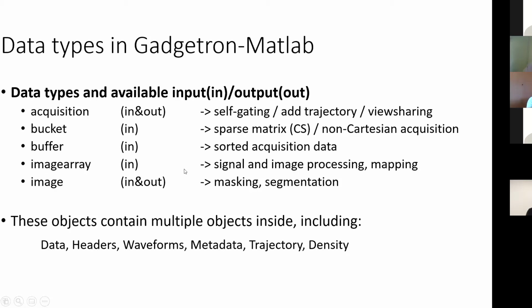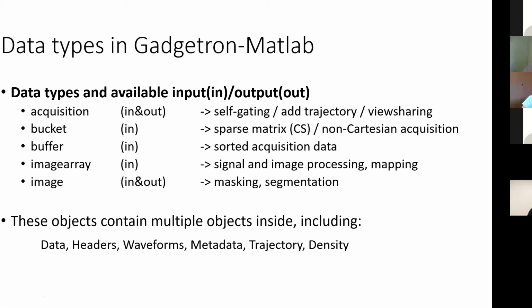The image array is a structure that contains all the images that are reconstructed. It's very useful for signal and image processing, such as mapping, but it cannot be output. You will have to handle the output of all the images. And then finally, the image type can be input and output in MATLAB. It's very useful for segmenting or masking the images, but it is also useful for image processing. Of note, these objects contain multiple sub-objects that can be passed on and used at different steps, like the waveforms, the metadata, the trajectory, and the density compensation.